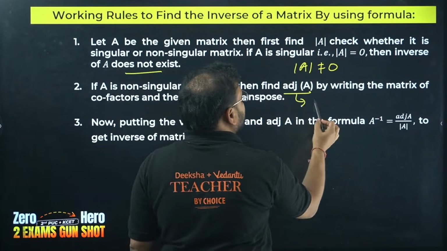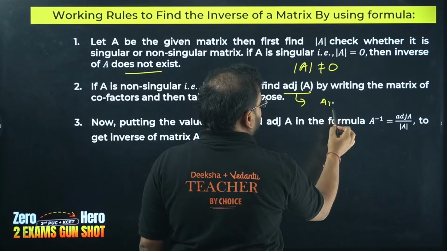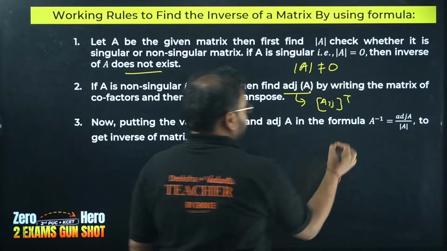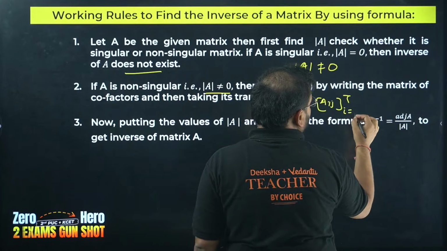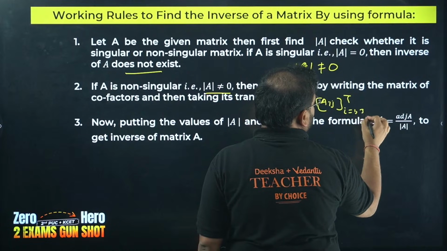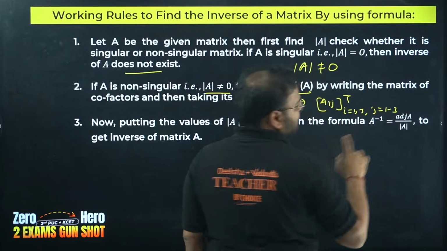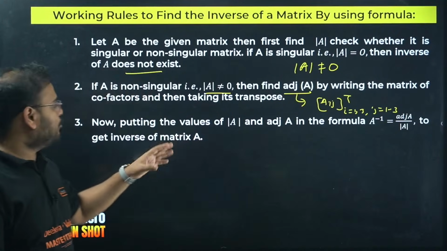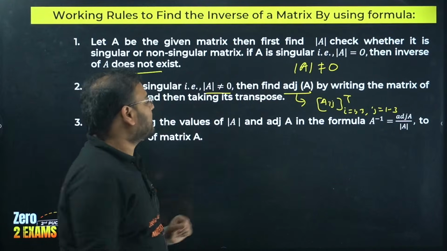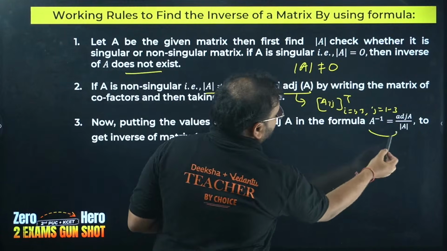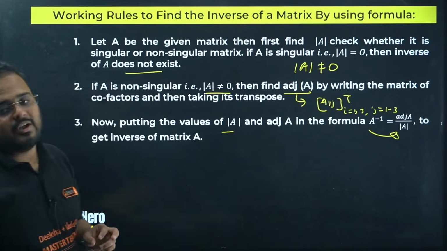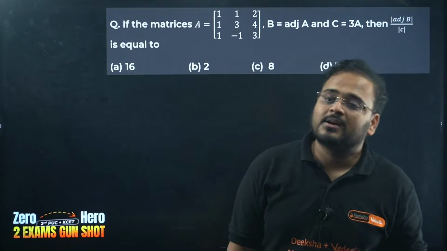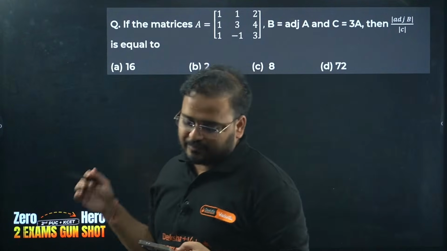What is adjoint? It is the transpose of the matrix of cofactors. Of course, i goes from 1 to, let's say, 3, and j goes from 1 to 3, like 1 1, 1 2, 1 3 and so on. Now putting the value of the determinant and dividing in this formula, adjoint by determinant gives you the inverse of the matrix A. Now let's solve this question over here on the properties.